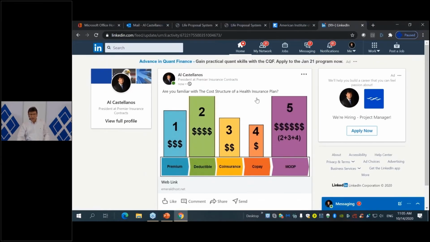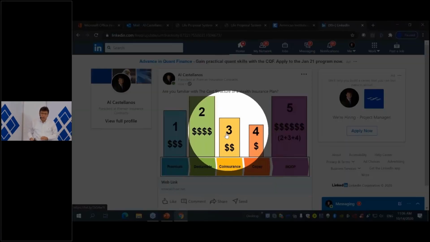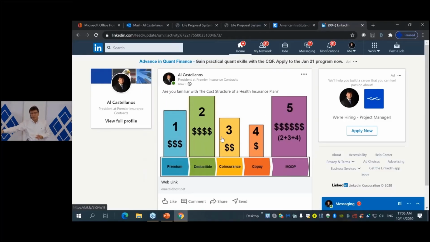Are you familiar with the cost structure of a health insurance plan? I'm going to see how much activity that message generates. This is followed, for those of you participating in the training, by a second component, which has to do not just with the cost structure of the health insurance plan, but also the effect of this cost structure on the cash flow of the individual. So this is a three-piece marketing piece that we have put together.